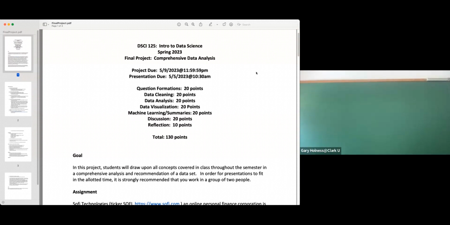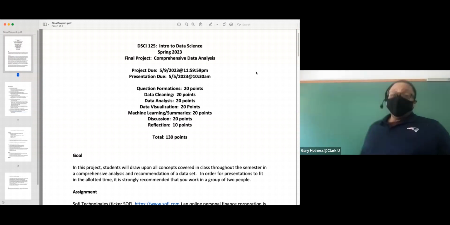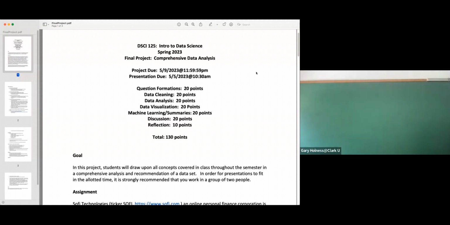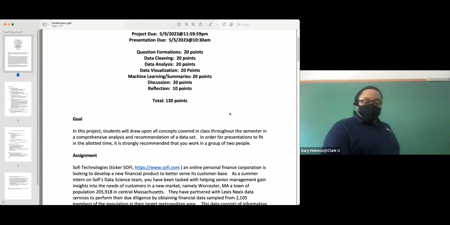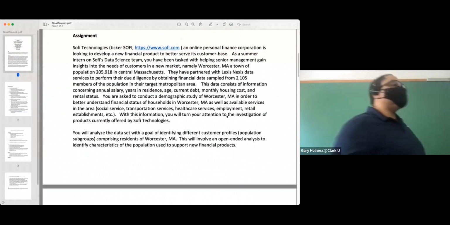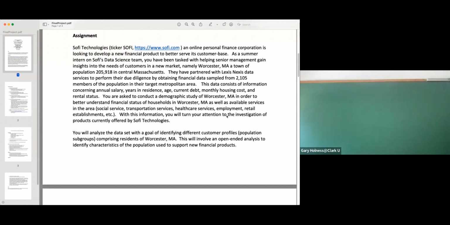You're going to be making a recommendation to SoFi Technologies for what new financial products they should create to address a problem that you're going to find extracting insights from the data set. And so I made the data set, and this data set corresponds to financial data. And there are lots of financial sources that you can get.